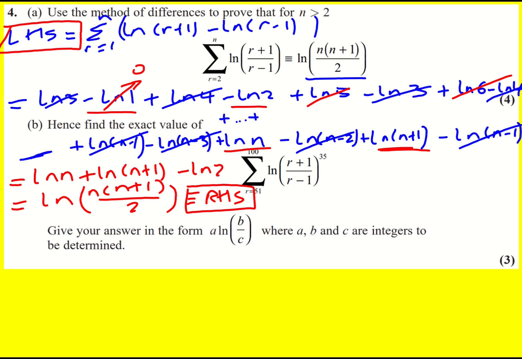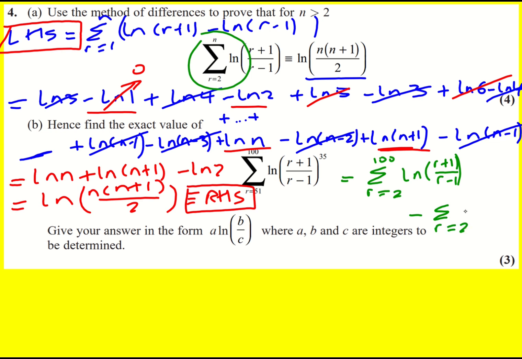Hence, find the exact value of this summation here. So it is going to equal the sum from, now I want to use the first part. Remember, that was a sum from 2 to n. So let's go from 2 to 100. And then I'm going to minus the sum from r equals 2 to 50, because that will leave me 51 to 100. I'm going from 2 to 100, and then I'm subtracting 2 to 50, and I'll be left with 51 to 100.